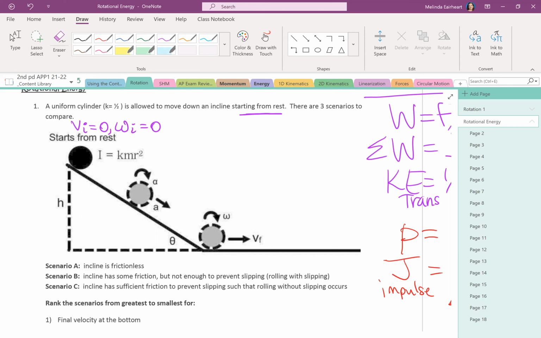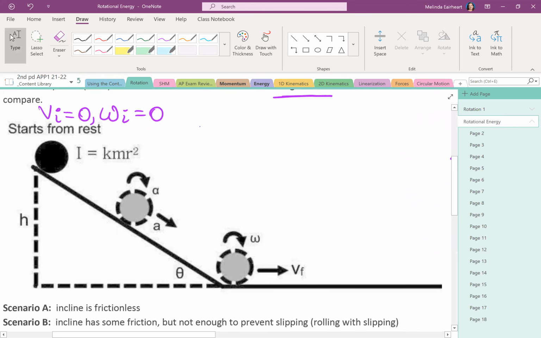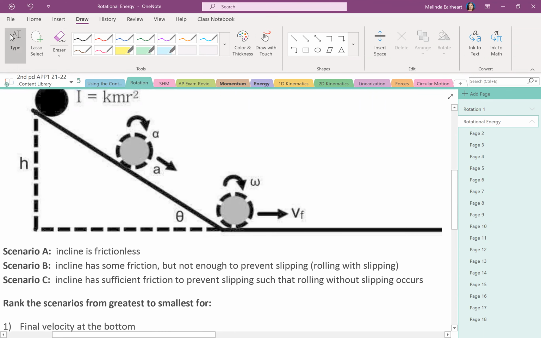Let's see if it's gravity or not. Well, I guess it does depend on the scenario. So let's draw the 3 scenarios here. We've got a frictionless incline. We've got an incline with some friction, but not enough to prevent slipping. In other words, we're going to roll with slipping. Hint, hint. We might be skidding. We might be rotating. There's slipping involved.